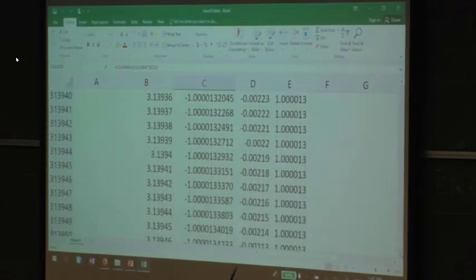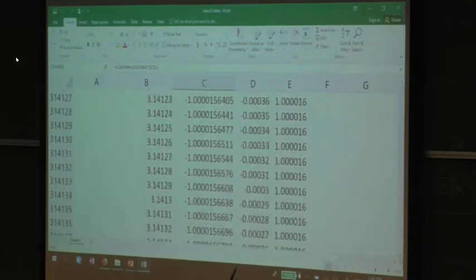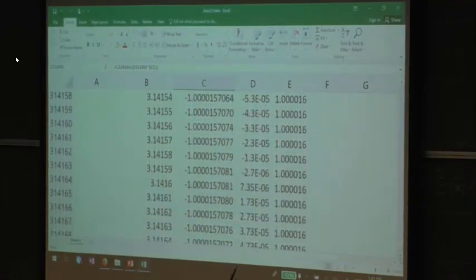Because when I found it, I was rather surprised. Still getting more negative. More negative, more negative. And then that's as negative as it gets, right there. And so it's at t equals 3.14159 seconds when it gets to its lowest point.